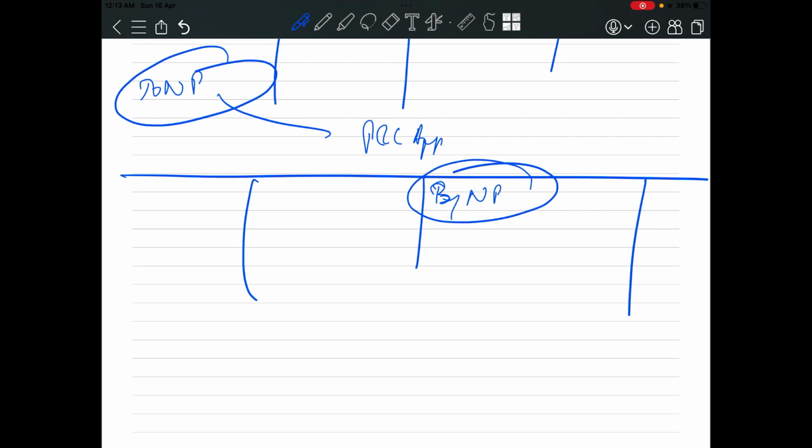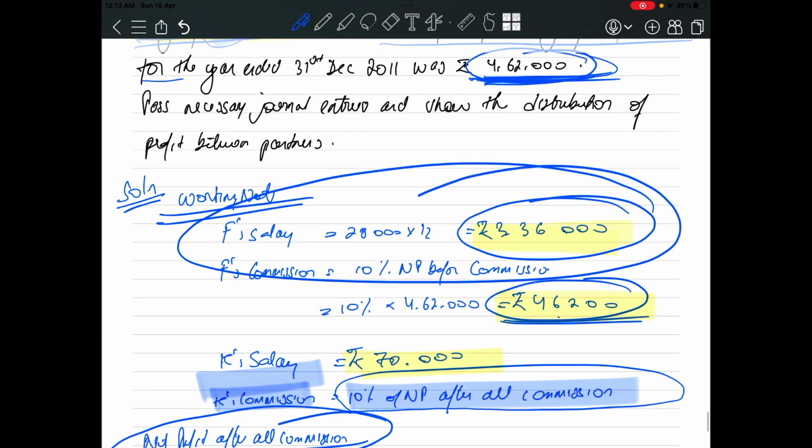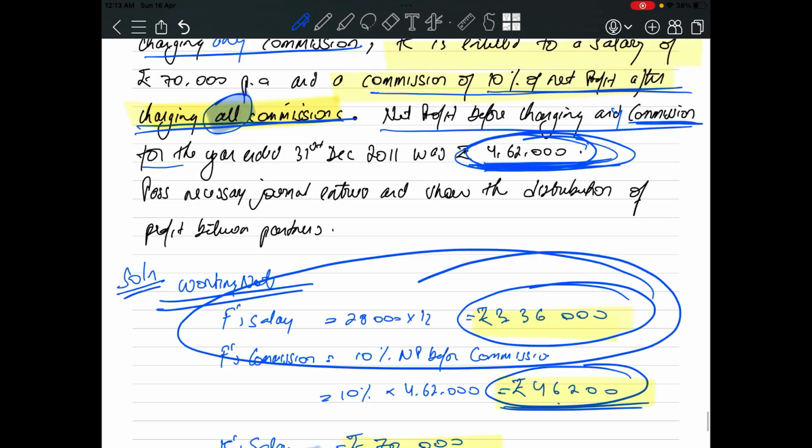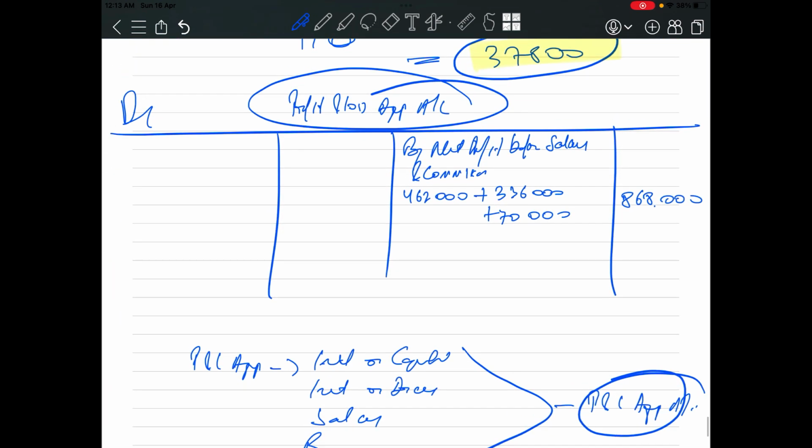This profit should be profit before any salaries, remuneration or commission to the partner. Out of this profit I will reduce the salaries and the commission. So here I need net profit before any payment to the partners. But the question has said that this is the net profit before charging any commission. This simply means salary has been charged, and this figure of profit is after charging salary, so we'll have to add back the salary. I hope it is clear to you.